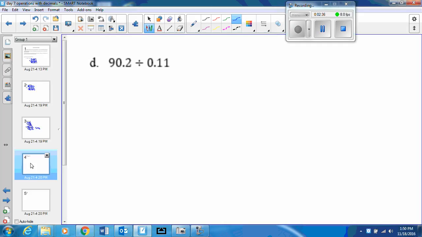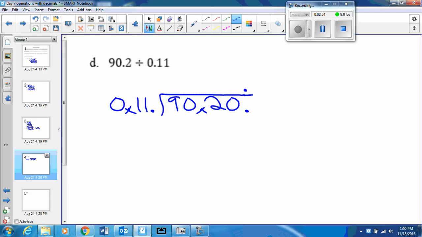For dividing, 90 and 2 tenths divided by 1.1. The 90 and 2 tenths goes inside, the 1.1 goes in front. I have to move my decimal to the end of the number I'm dividing by. My decimal moves 2 spots to the right, so the number I'm dividing it into also moves 2 spots to the right, and then I bring my decimal straight up.